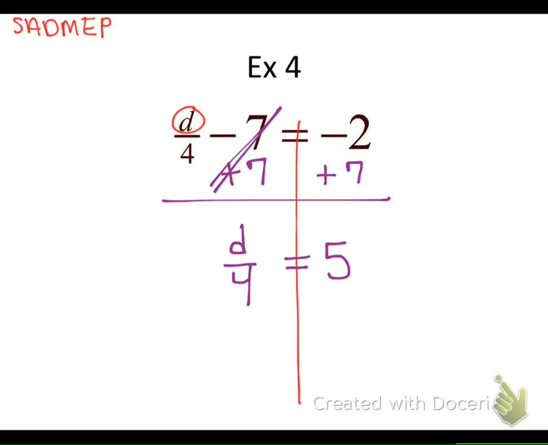One-step equation. How do I get the d by itself? Multiply by 4. Because you have d over 4. Well, what's another word for over? Divide. The inverse operation for divide is multiply. So we're going to multiply each side by 4.